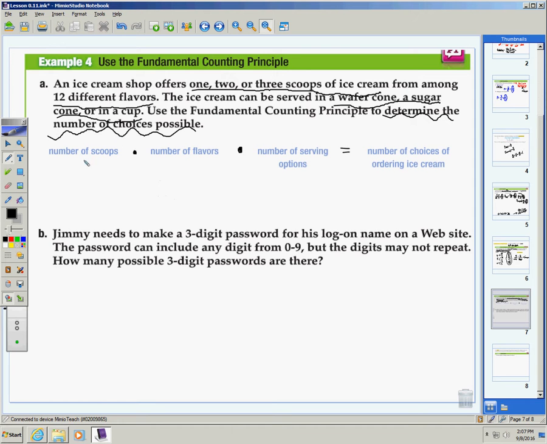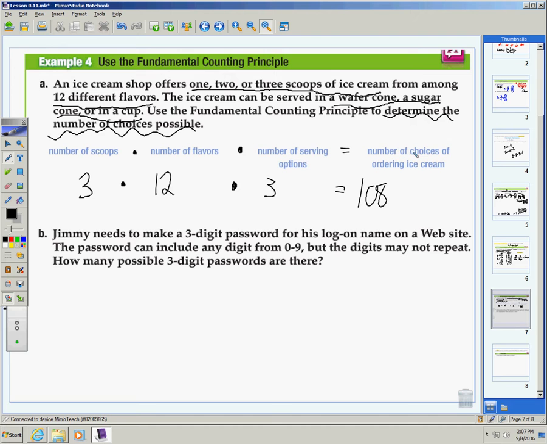So first of all, number of scoops. How many different choices do I have for the number of scoops? Well, I can get 1, 2, or 3, which means I have 3 different choices for a number of scoops. Number of flavors. How many choices do I have for the number of flavors? I have 12 different choices. And serving options. How many choices do I have for serving options? Well, I have wafer cone, sugar cone, or a cup. That's 3 different options. And the fundamental counting principle tells me I just multiply these 3 numbers together and it'll give me the number of outcomes. 3 times 12 times 3 gives you 108, and that's how many choices you have for ordering ice cream.